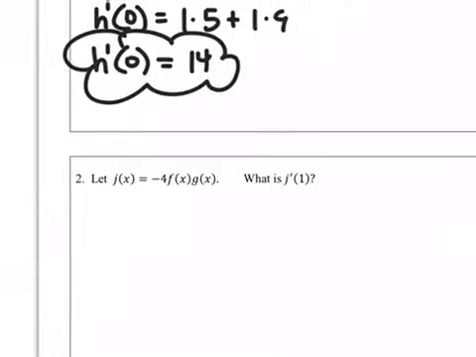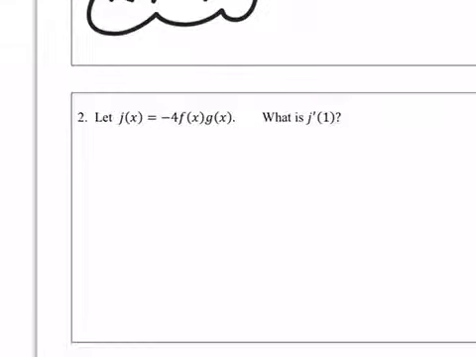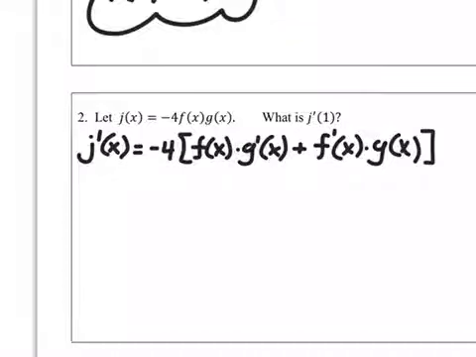Okay, in the next example, we're given that j of x is equal to -4 f of x times g of x. So off camera, I'm going to calculate j prime of x, and you can try this on your own as well. Okay, so I used a little bit different method. I pulled out the -4 and then used the product rule and did f times g prime plus f prime times g. So if I want j prime at 1, the derivative at 1, I just plug in a 1 everywhere.